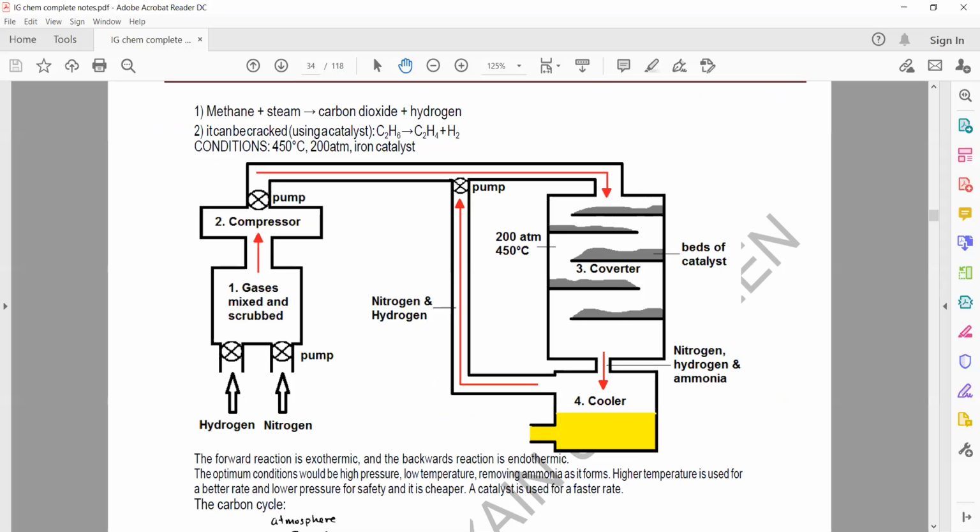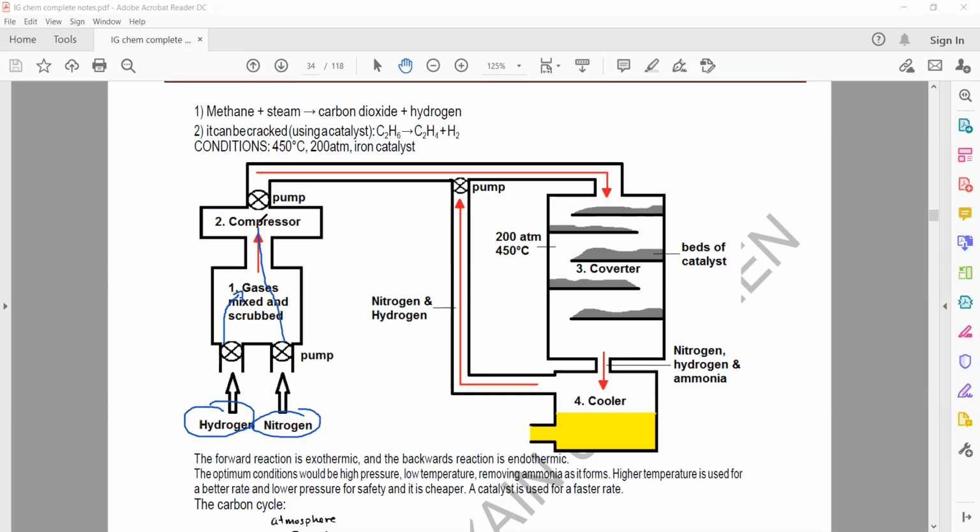Look, first we have hydrogen and nitrogen. From where do we get nitrogen? We get nitrogen from the air, and hydrogen is obtained by cracking of hydrocarbons or by the reaction of methane with steam. Both gases are mixed in a scrubber.